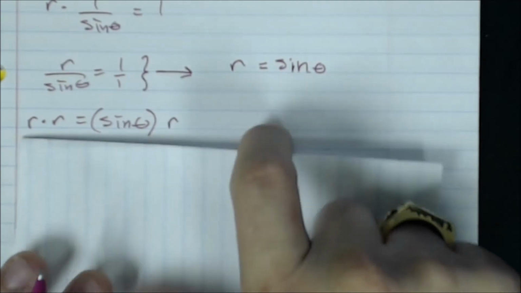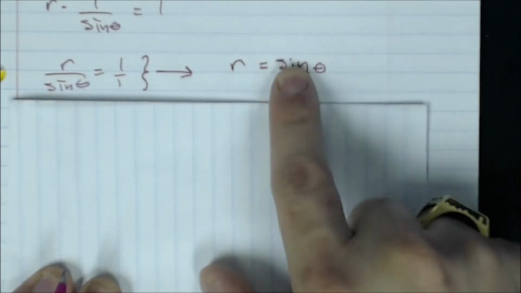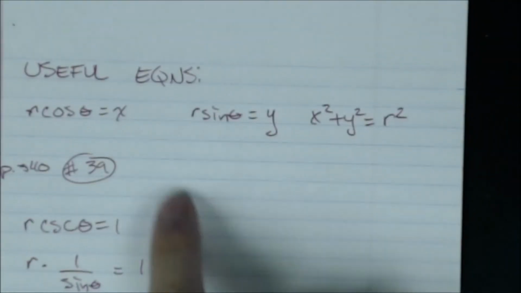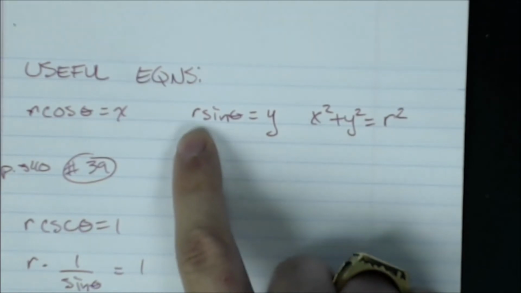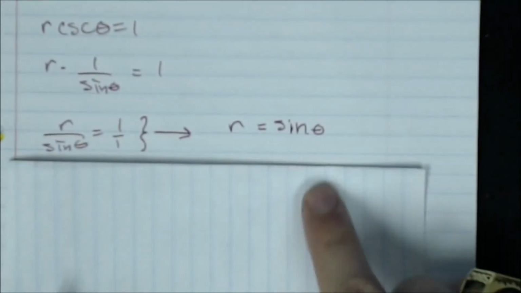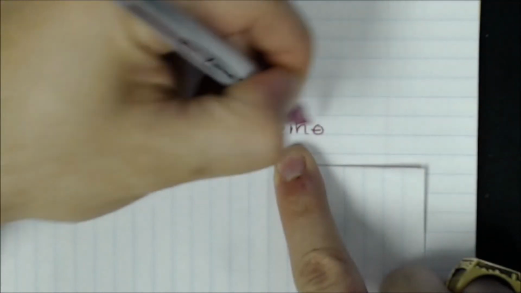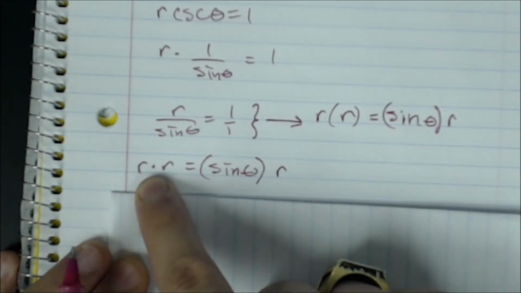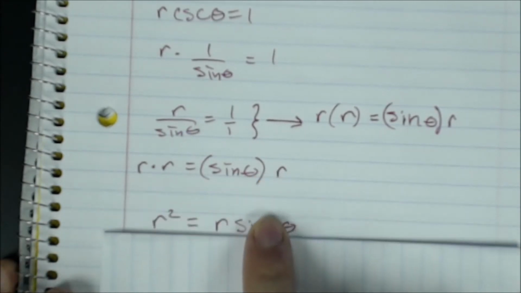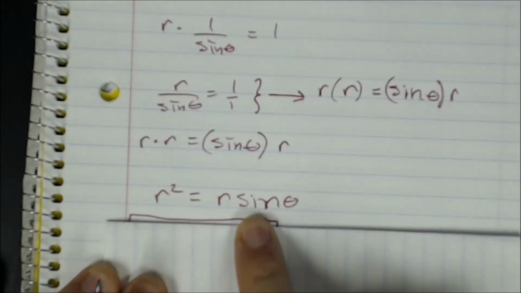Now, r equals sine theta is useful because I have an r and I have a sine theta here, but if you look at our useful equations, it doesn't really get us the whole way there, because I don't want just sine theta, I want r sine theta. So let's ask ourselves, what's missing from this sine theta? An r. So I'm just going to multiply both sides by r. And when I do that, you can see down here I end up with r times r and sine theta times r, which becomes r squared equals r sine theta.